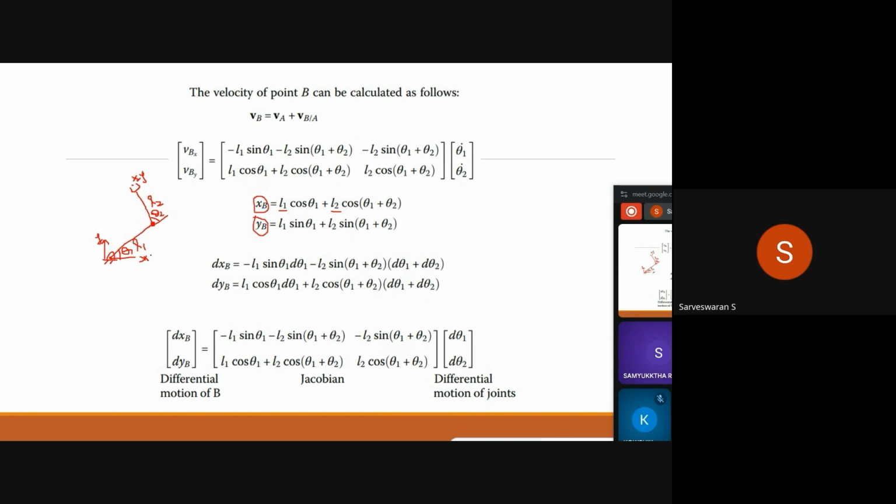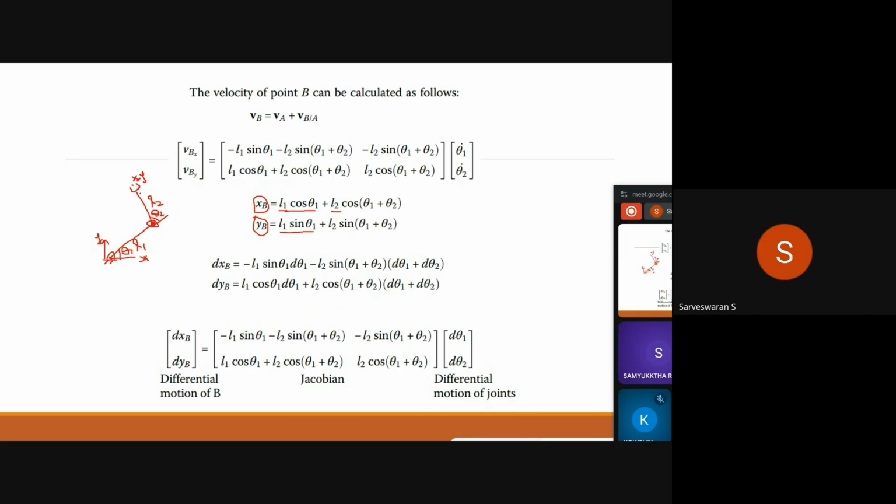So x, y. We resolve the link L1 into two components. The horizontal component is cos theta, and the vertical component is sine theta. If you are interested in finding out this position, then it is given by L1 cos theta 1, which is your horizontal distance from here to here, and the vertical distance is L1 sine theta 1. So this first term will tell you what the position is over here.